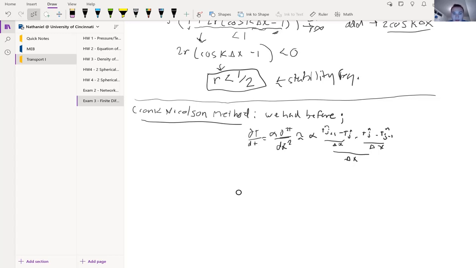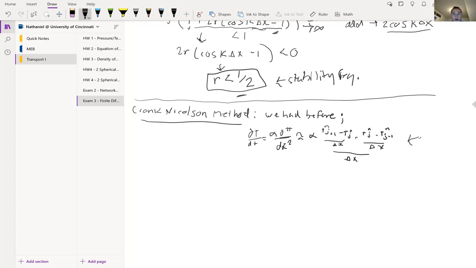Okay, so now we're going to derive the Crank-Nicolson method. So before we had this expression right here, and that's basically what we approximated our equation to be in equation 2 for calculating our temperature profile. But now, as we've seen, we have the constraint of R being less than 1/2. So when we use the Crank-Nicolson method, we actually don't have these constraints.